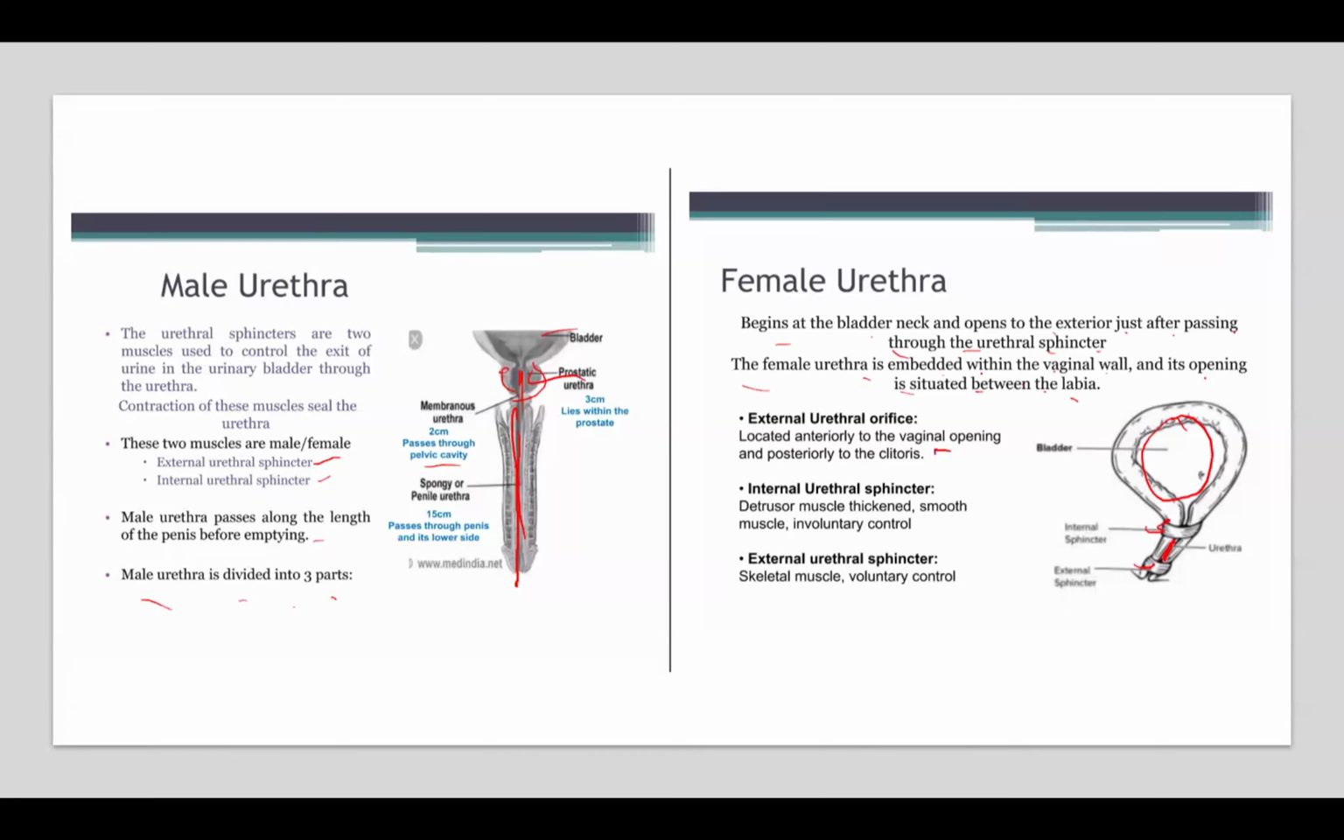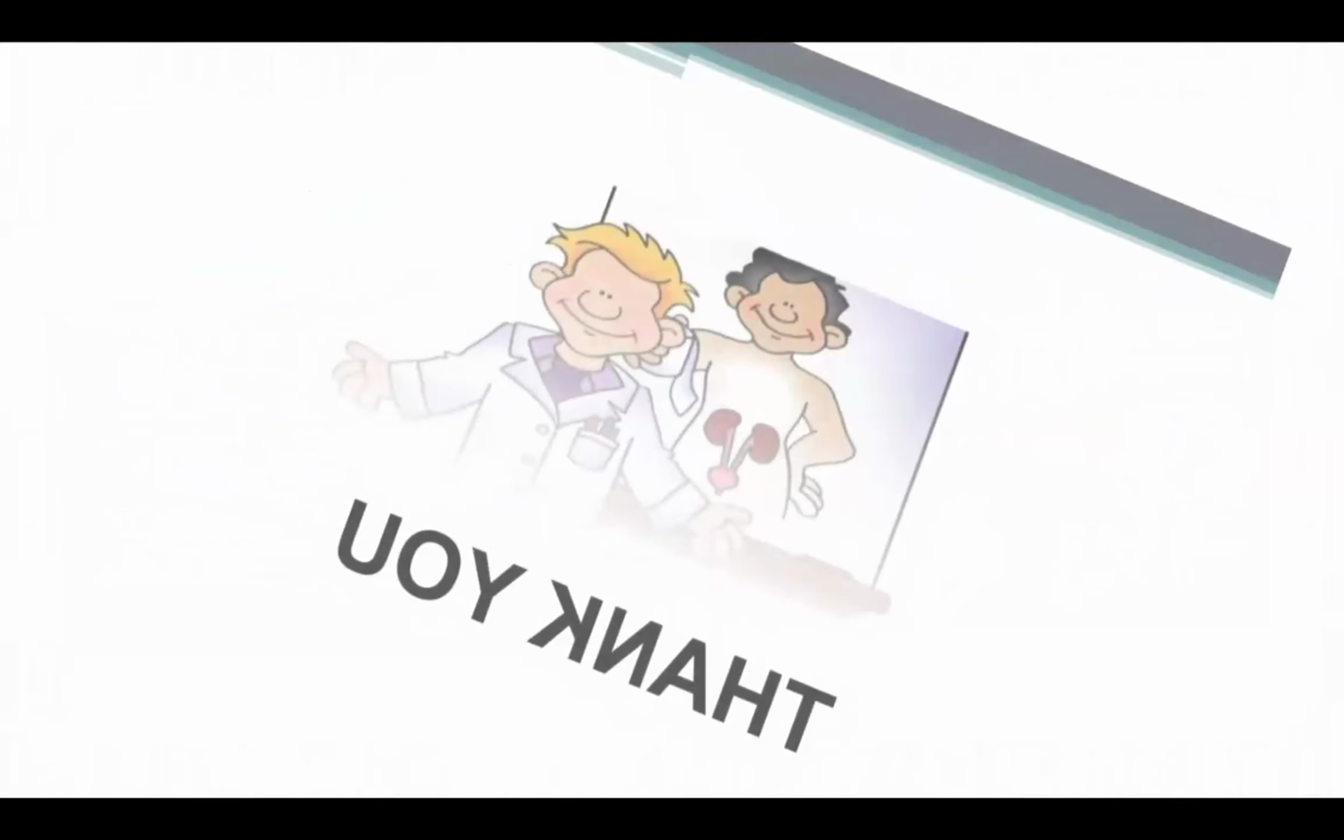Internal urethral sphincter, detrusor muscle, thickened, smooth muscle, and involuntary control. And external urethral sphincter, skeletal muscle and voluntary control.